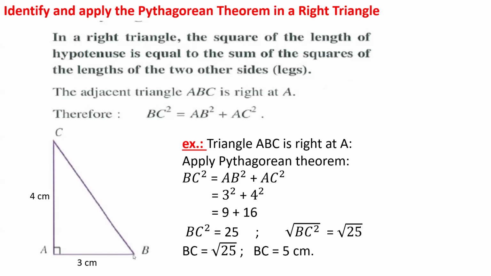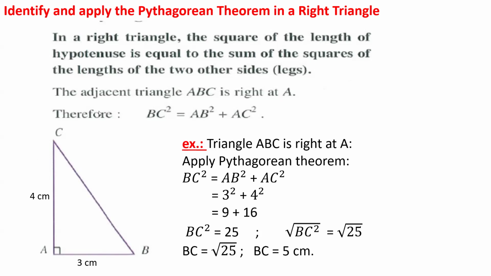So we use the Pythagorean theorem to calculate a missing side length in a right triangle. What does it say? It says the square of the length of the hypotenuse. So my hypotenuse is BC, so I write BC squared, because I am saying the square of the length of the hypotenuse, BC squared, equals the sum of the squares of the other legs. So AB squared plus AC squared. So BC squared equals AB squared plus AC squared.